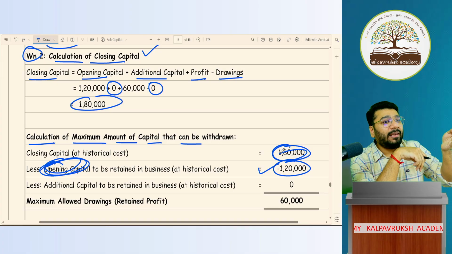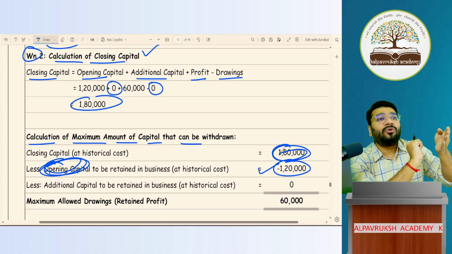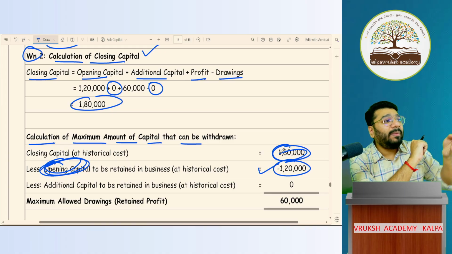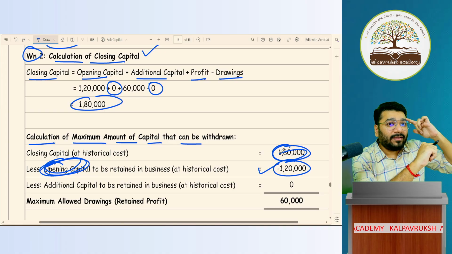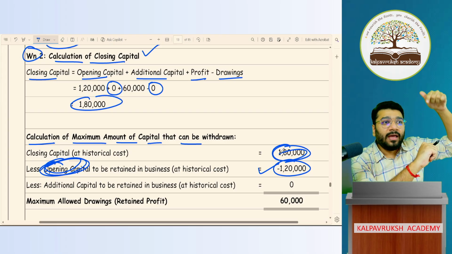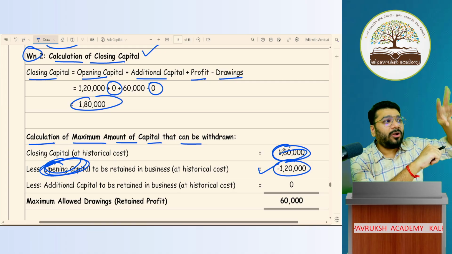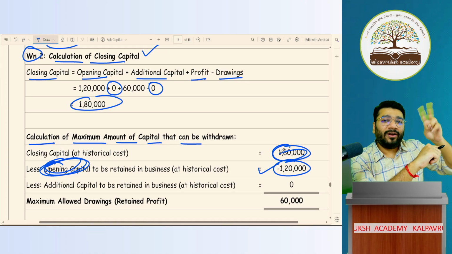With opening capital, I will add profit and minus drawings. So if I minus drawings, closing capital will change. When I asked that question, if you're not able to analytically think, it means either you're not having presence of mind or common sense. One of the two is missing.